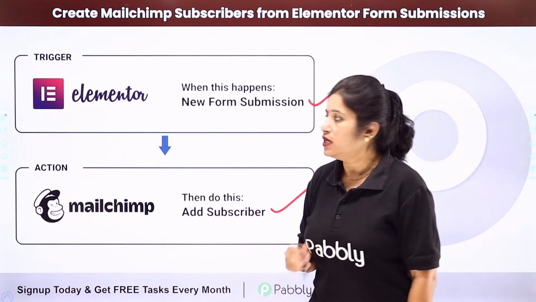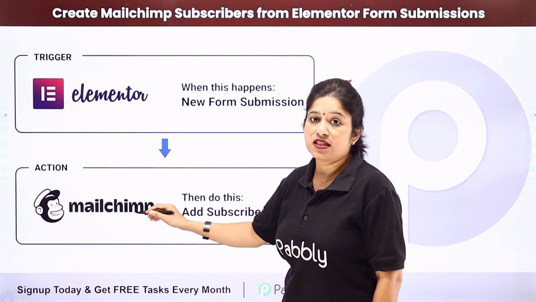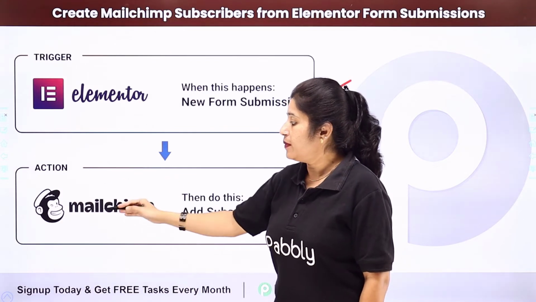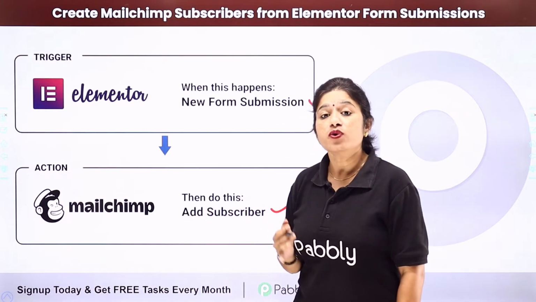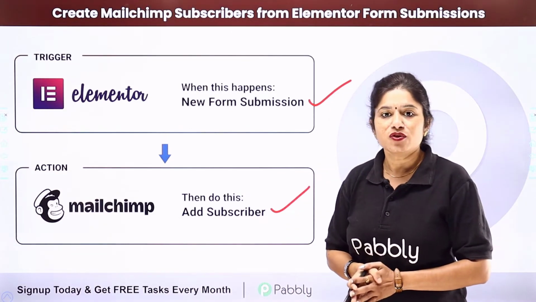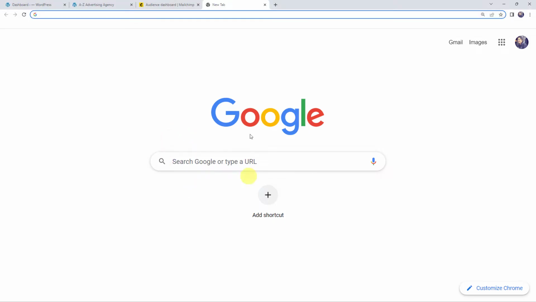For that, you need to integrate your Elementor forms with Mailchimp. So here your trigger application would be Elementor forms and your action application would be Mailchimp. So how can you integrate both these software applications using Pabbly Connect? For that, you need to come to my screen. So welcome to my screen.